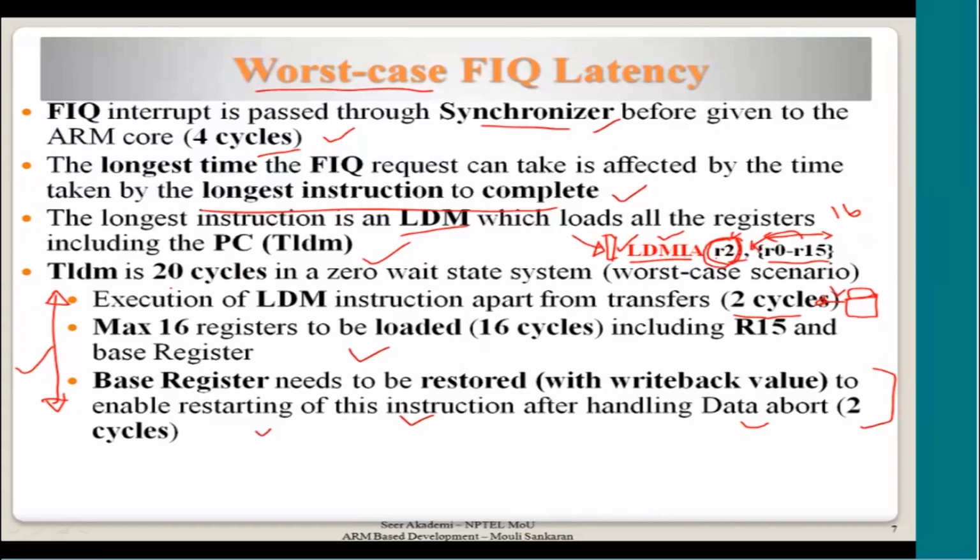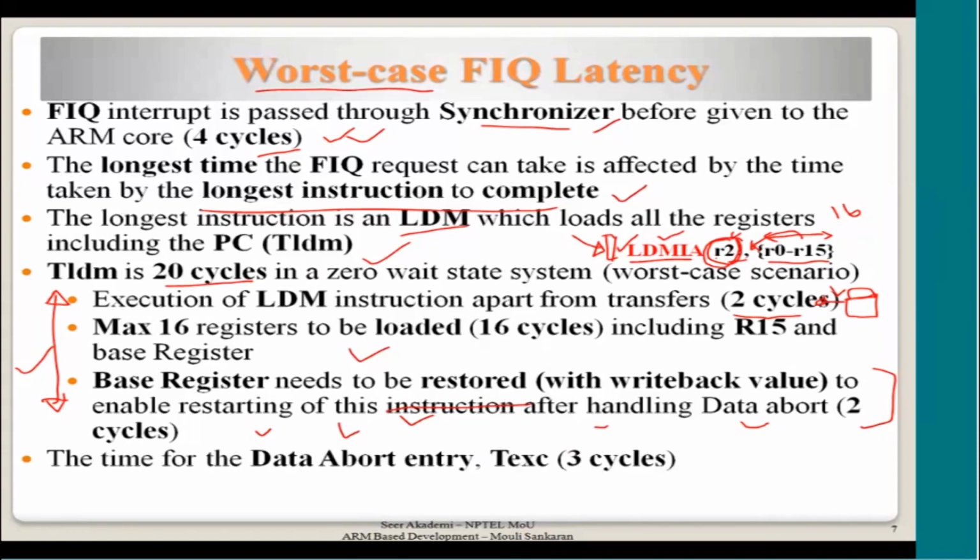So if you add up all of them, 20 cycles are gone. Okay, see, please remember the interrupt was generated 4 cycles ahead, and then before that FIQ could come, LDM started executing, and this LDM also has not completed fully, and the data abort has happened. Now because the data abort has happened, it has to restore the base register, and then it has taken 2 more cycles.